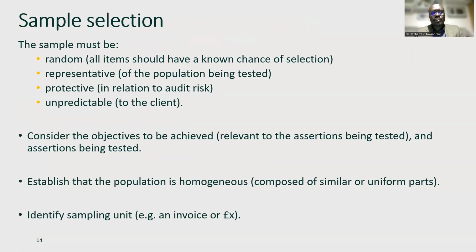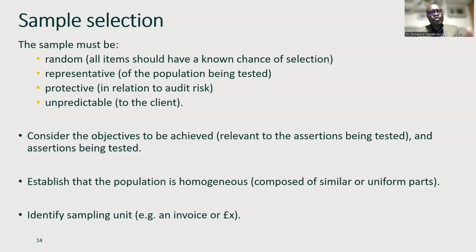In terms of sample selection, the sample must be random, like we said, per the 4 rules of any sampling procedure. Random: every item must have an equal chance of being selected. They must be homogeneous, okay? They must be representative of the population being tested. Protective: the sample must be protective in relation to the audit risk. So what we mean is the sample you are choosing should be enough for us to be able to say that yes, our audit risk has dropped. That's why bias is not allowed.